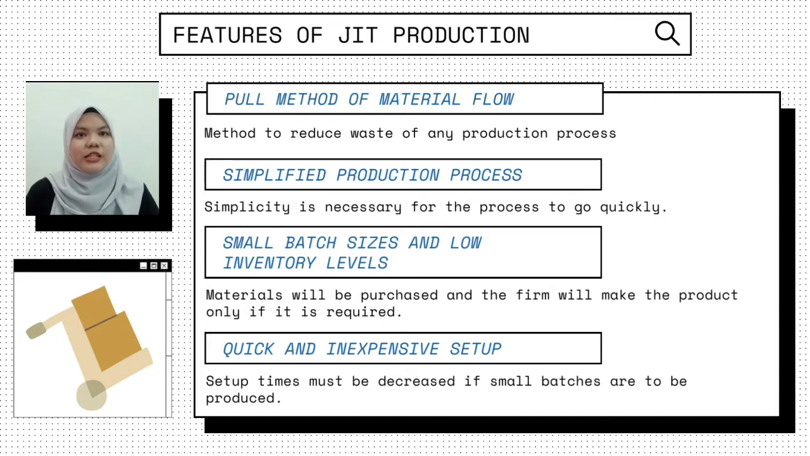The next feature is production process simplified in just-in-time production. Simplicity is necessary for the process to go quickly. The next feature is small batch size and low inventory levels, which means that materials will be purchased and the firm will make the product only if it is required. The small size reduces in-process inventory, carrying costs, storage space, and makes for easier inspection and rework.